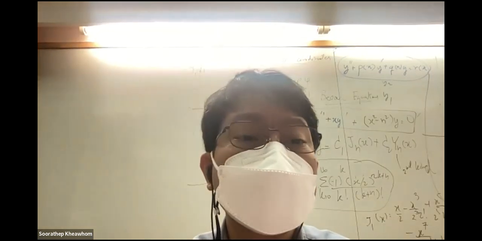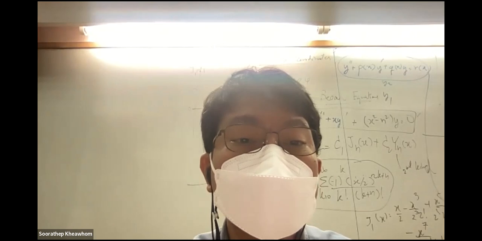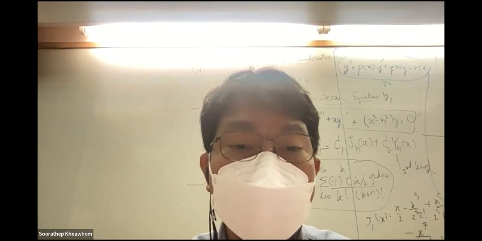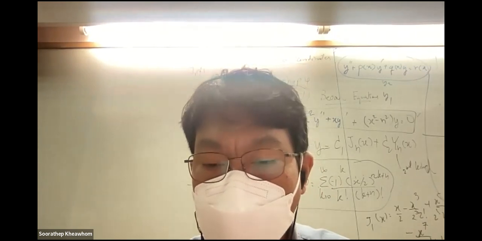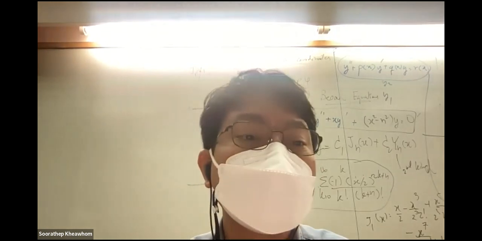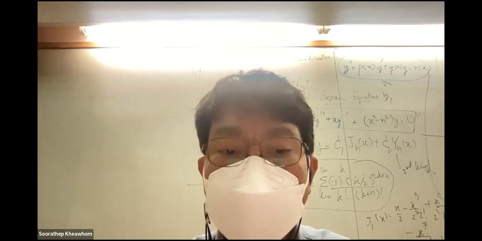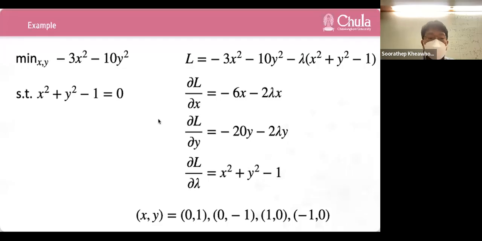We don't have that one, just one moment. Let me try to show you the example. Now look at the example. We have minimization of minus 3x squared minus 10y squared, and we have only one constraint, which is x squared plus y squared minus 1 equals 0.